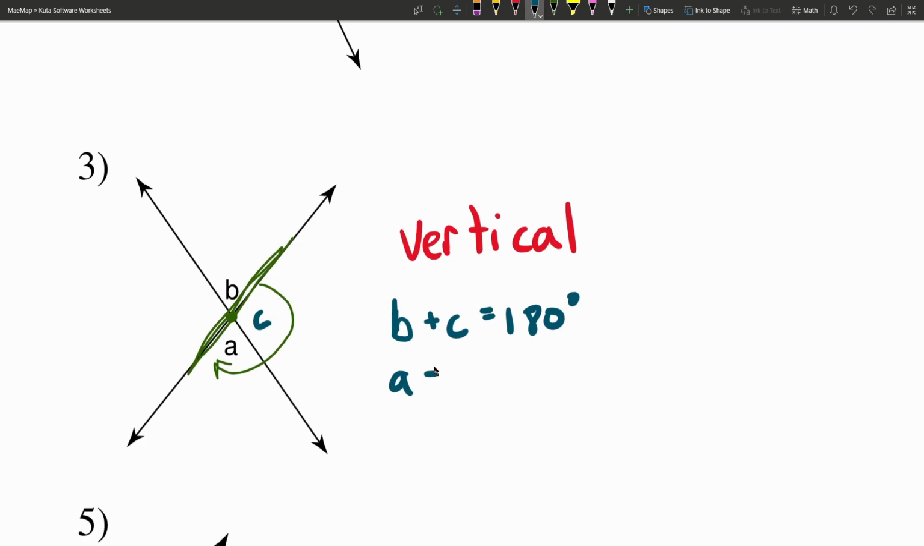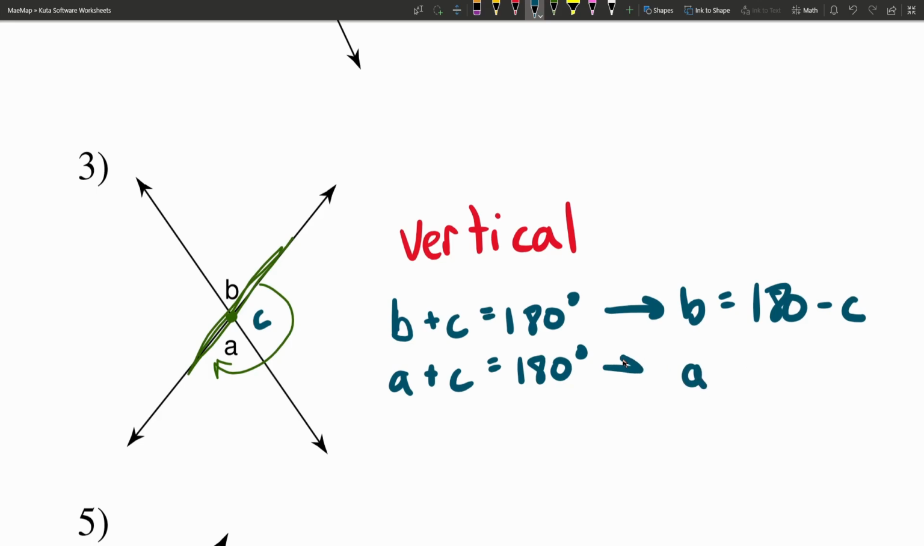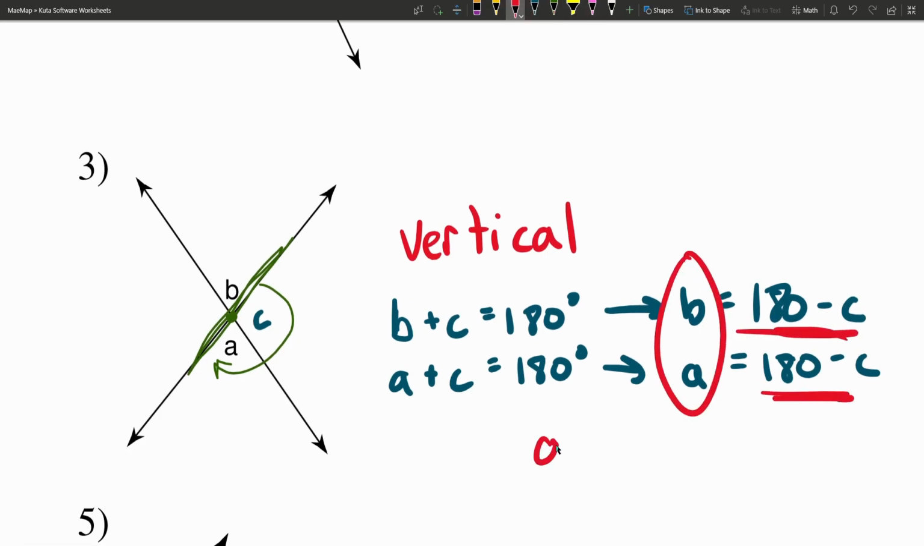So if A plus C equals 180 degrees and B plus C equals 180 degrees, well, B is equal to 180 degrees minus C, and A is also equal to 180 degrees minus C. This is the same exact number, which means that B and A are equal in measure. So remember this when we continue on to that second page. But for now, let's move on to number four.